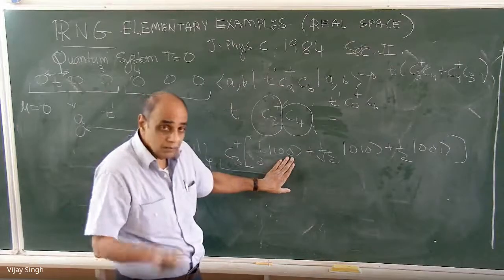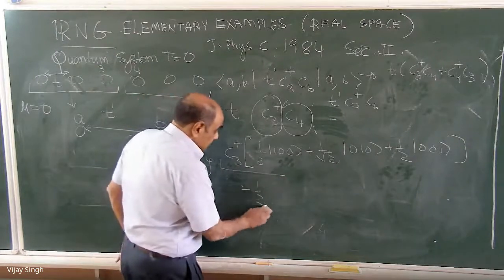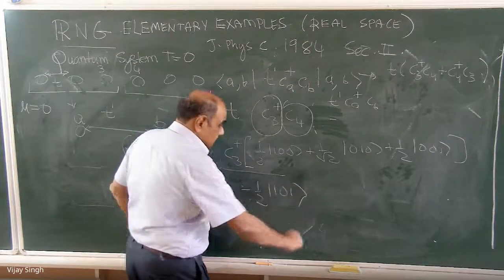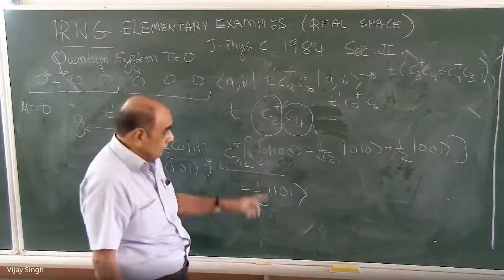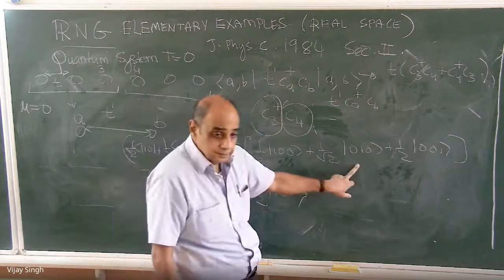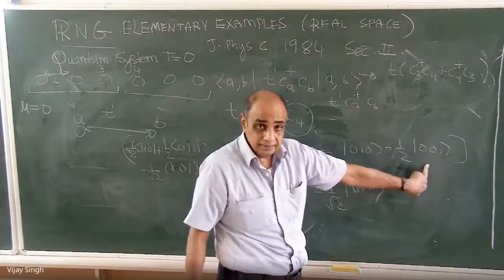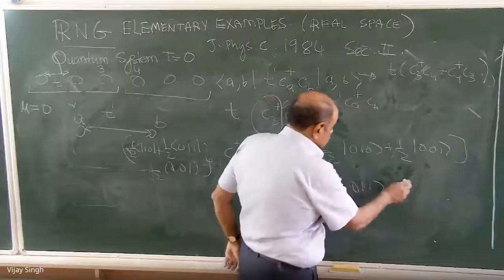So 101, 101 with a minus sign. Yes. Correct. Okay, because first I have to create 3 and then 1. Okay, what will I get here? -1/2, so 0, 1, 0, 1, 1. What will I get here? So 0.